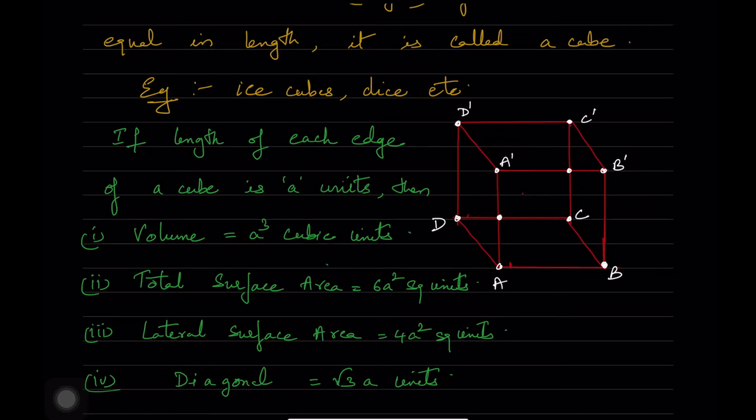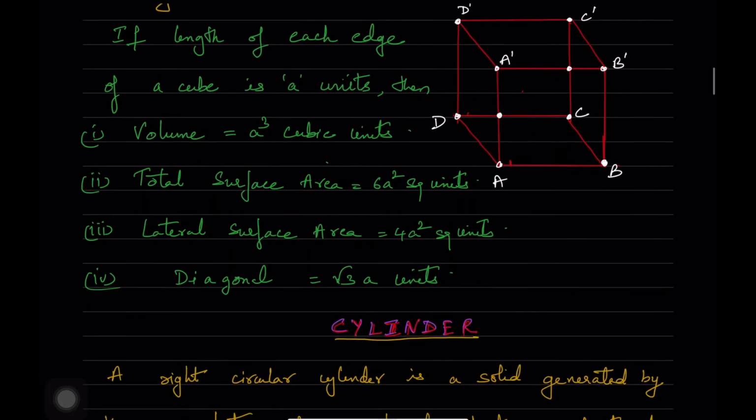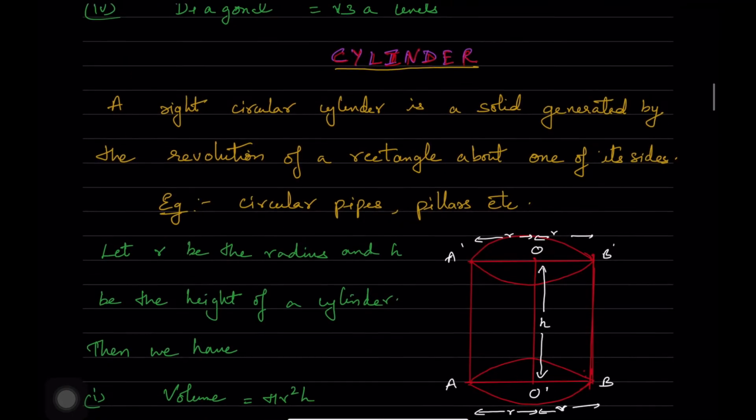Total surface area is equal to, now you have length, breadth and height all three equal, so it is equal to 6A square units. Lateral surface area is equal to 4A square units. Diagonal is equal to root 3 A units. It's not under the root A, it's outside. So root 3 A units. Next, what's a cylinder?